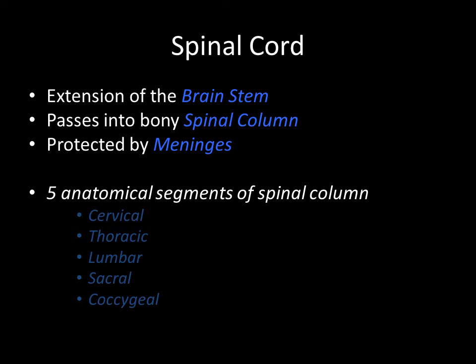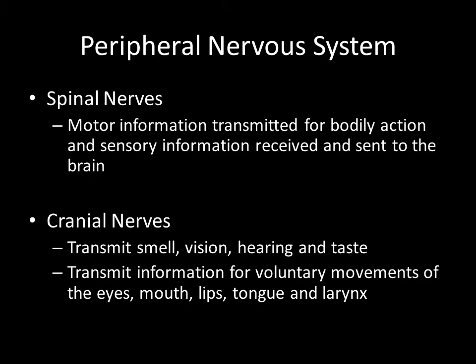In addition to the spinal column, the spinal cord also is protected by meninges. Meninges are those membranous coverings that also protect the brain. The spinal column can be divided into 5 anatomical segments. They are named for where they are located in the body. Those segments are called the cervical, thoracic, lumbar, sacral, and coccygeal.